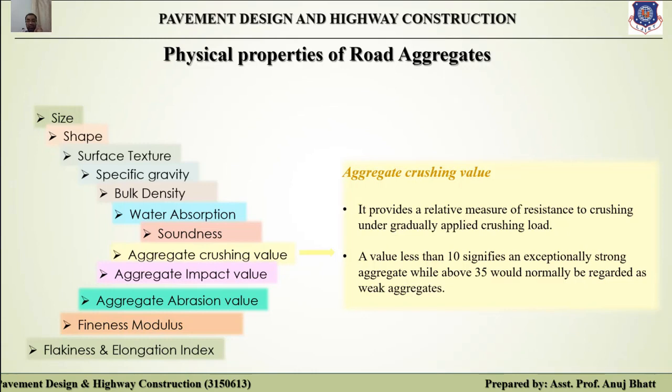A value less than 10 signifies exceptionally strong aggregates, while above 35 would normally be regarded as weak aggregates. So this is all about the crushing value.